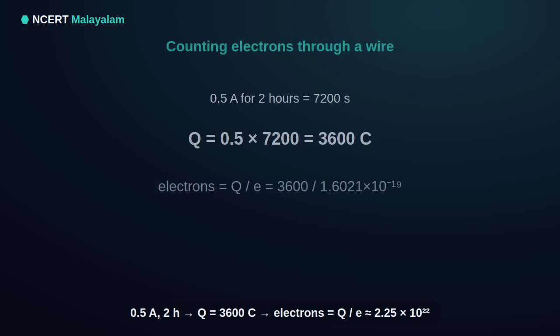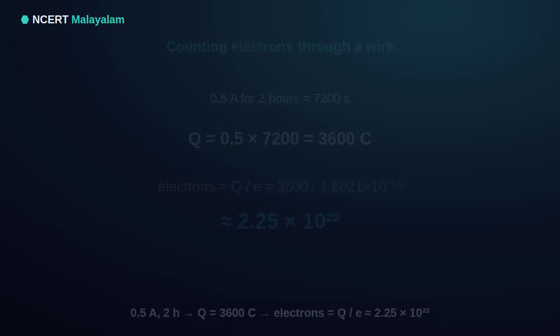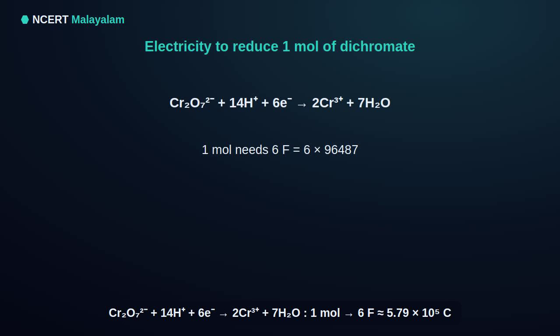If 0.5 amperes flows for 2 hours, 7,200 seconds, so Q equals 3,600 coulombs, dividing by 1 electron's charge gives about 2.25 times 10 to the 22 electrons. To reduce 1 mole of dichromate, the half reaction needs 6 electrons, so 6 Faradays equals 6 times 96,487, approximately 5.79 times 10 to the 5 coulombs.